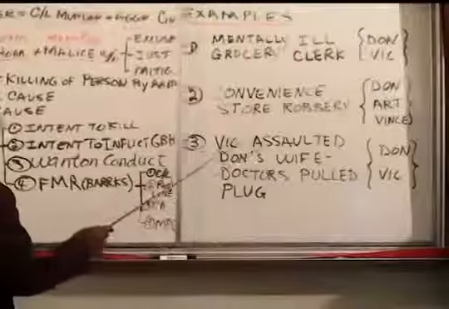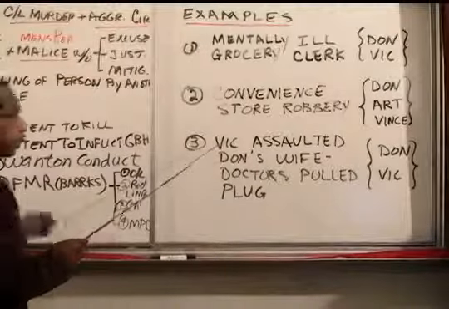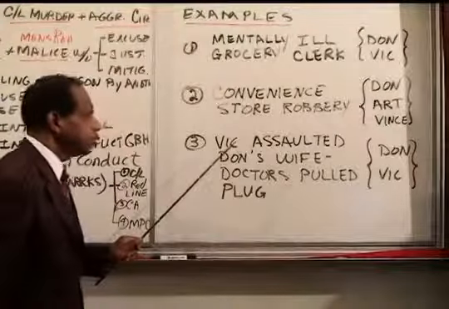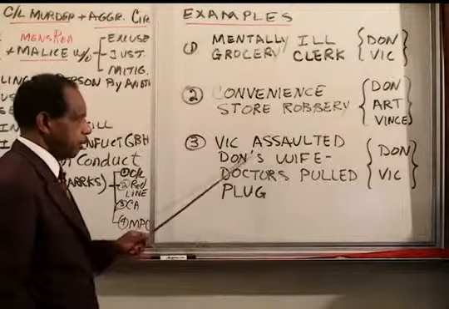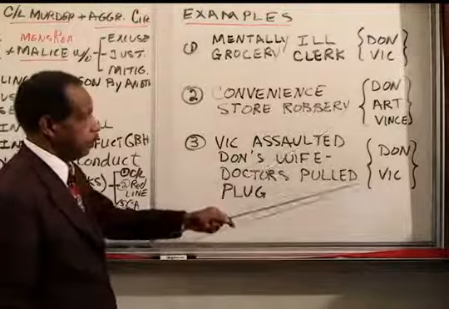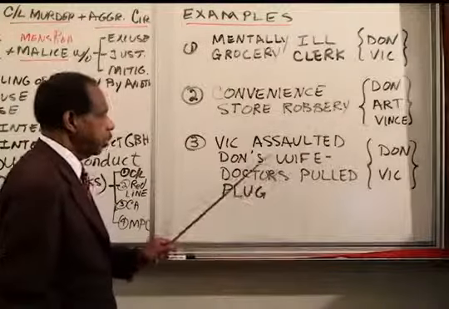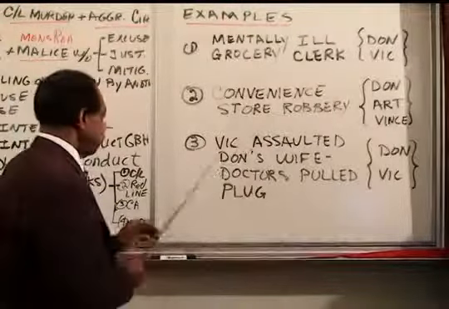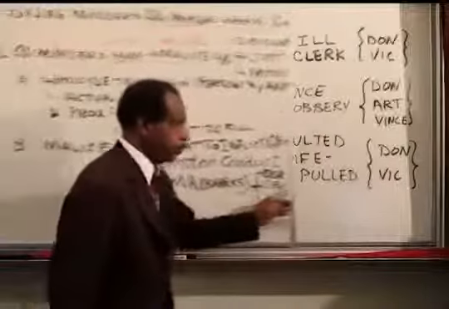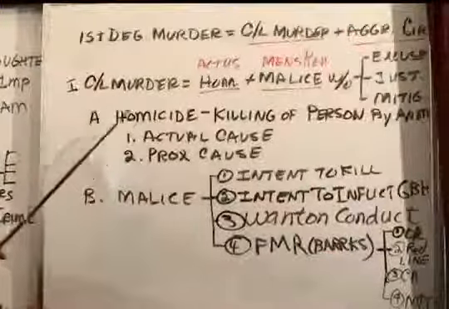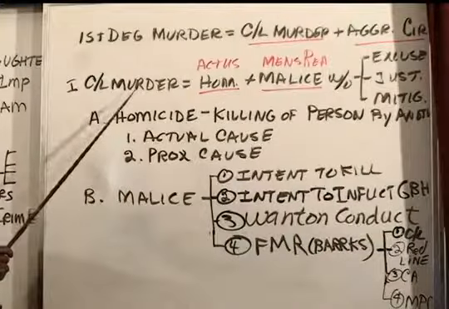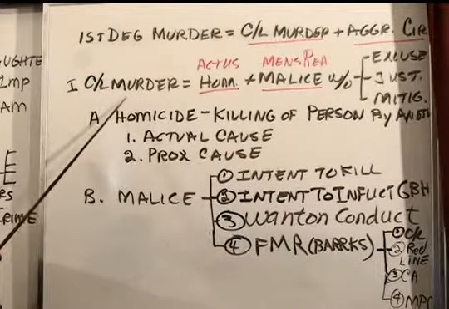Then our final example: Vic assaulted Don's wife, and Don killed Vic. Don killed Vic after Don caught up with Vic for assaulting his wife 3 months earlier. Don killed Vic, the homicide part. What kind of crime do we have against Don for the killing of Vic?